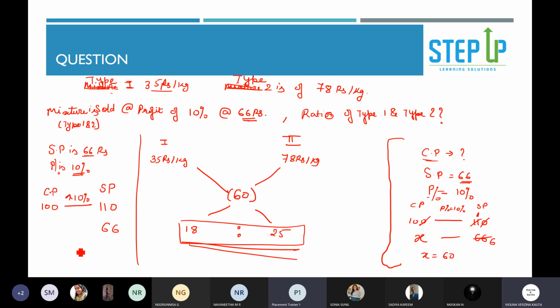But the actual selling price is 66 rupees. This is the assumption, and this is actual. So if actual is 66, I'll get the actual cost price. Cross multiply. So 66 into 100 divided by 110 is equal to x. This will get cancelled: 11, 1, 11, 6. X is equal to 60.